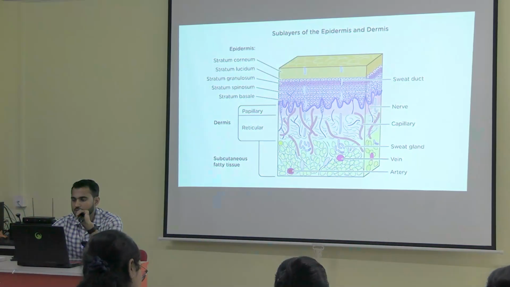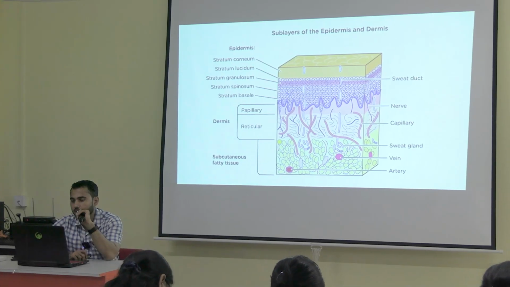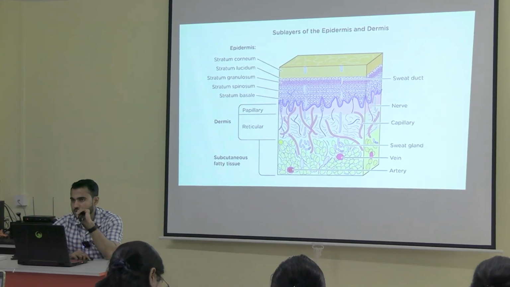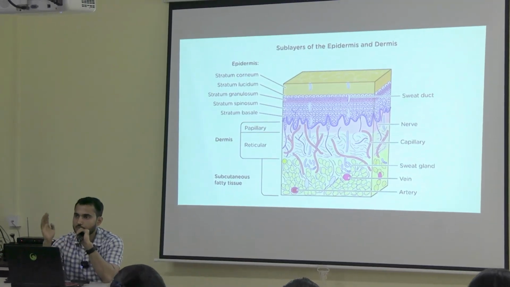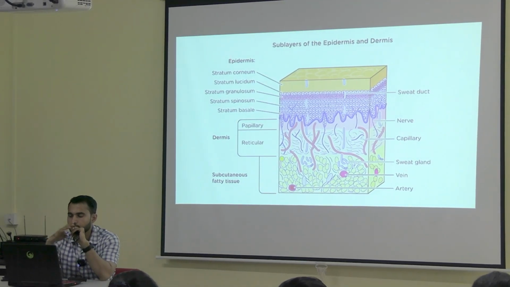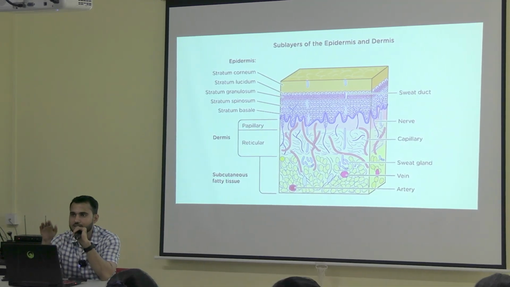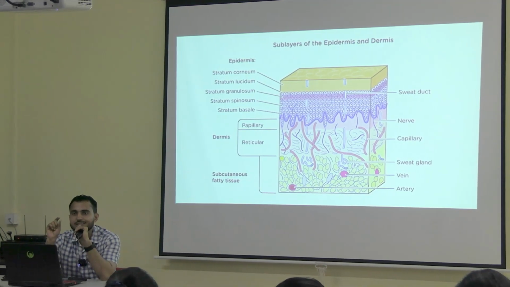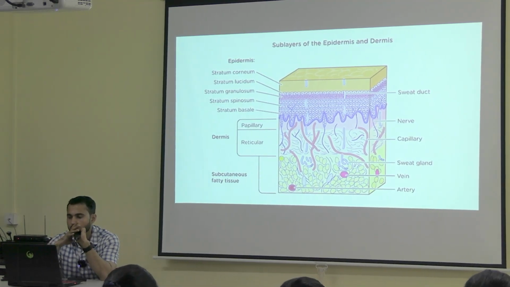Can you see the layers? First, you can see the epidermis, superficial. In the epidermis, you can see all the layers. Next, if you come to the dermis, I hope you can see the papillary layer and the reticular layer. Just see the thickness of the papillary layer. It is less. And if you see the thickness of the reticular layer, it is more.